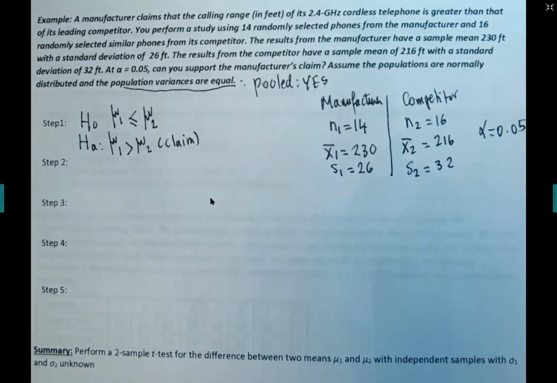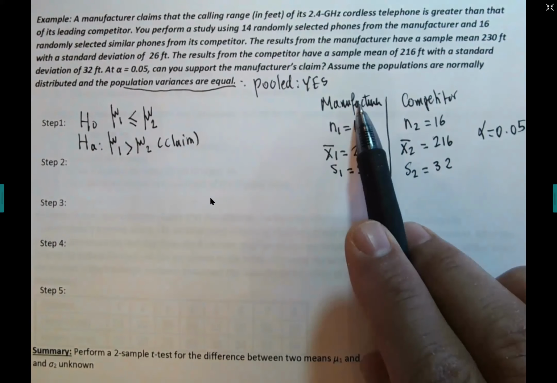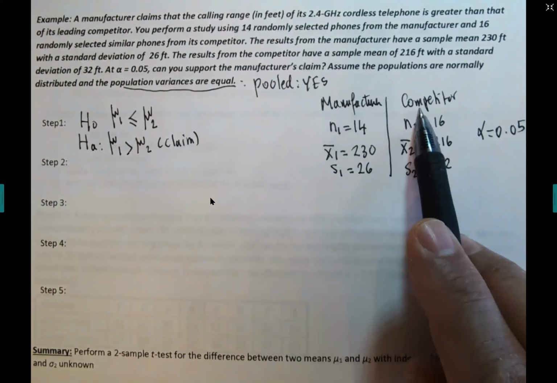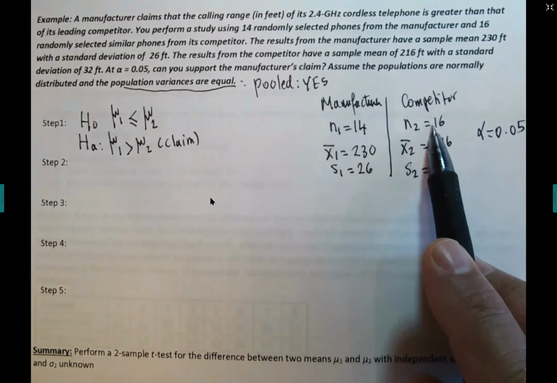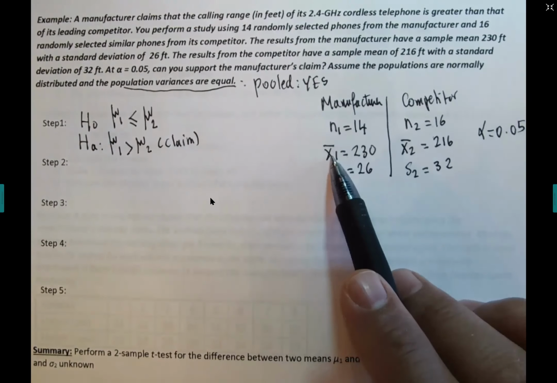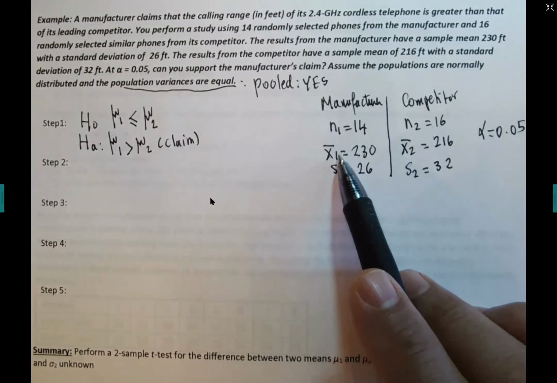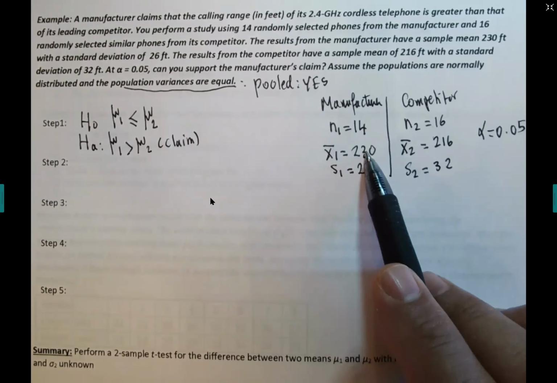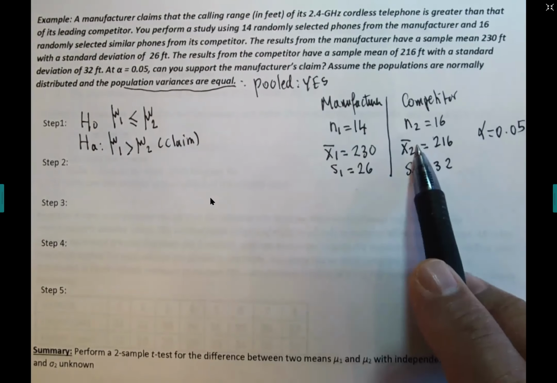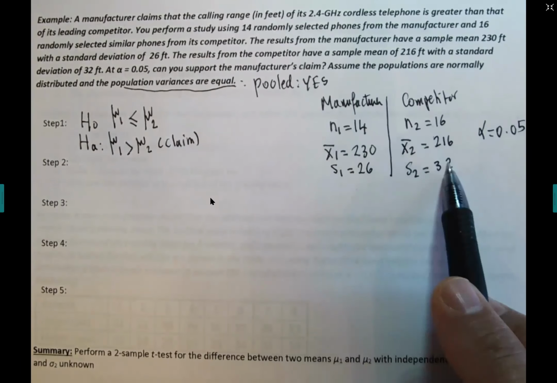You perform a study using 14 randomly selected phones from the manufacturer. We decided to label the manufacturer as 1 and the competitor as 2. And 16 from the competitor, so this is where you see it right here. The results from the manufacturer have a sample mean, which is x1 bar. It's not just x bar, guys. It has to be 1 because you have 2 of them. So 1 and 2 always. It's 230 feet with a standard deviation of 26. The competitor has 216 feet with a standard deviation of 32.